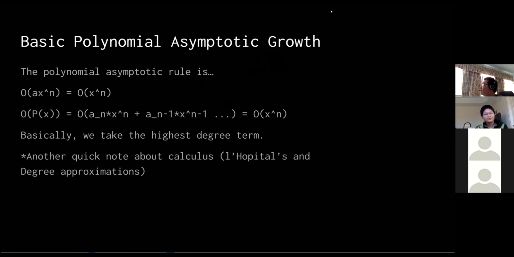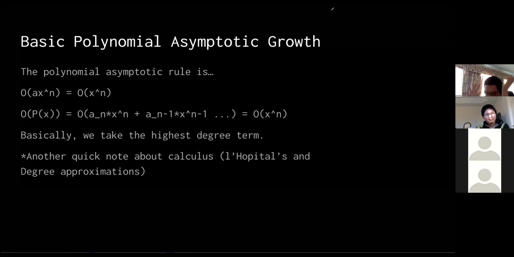So the polynomial asymptotic rule looks really hard. Again, we're going to make it as simple as possible, just like we did on the previous slide. Ignore this if you don't know calculus. I just wanted to talk about it. Basically, we're going to break it down.